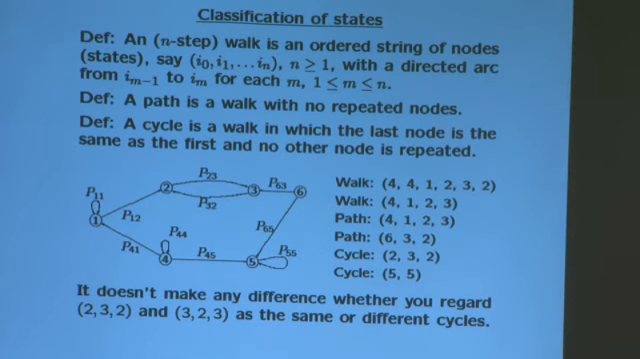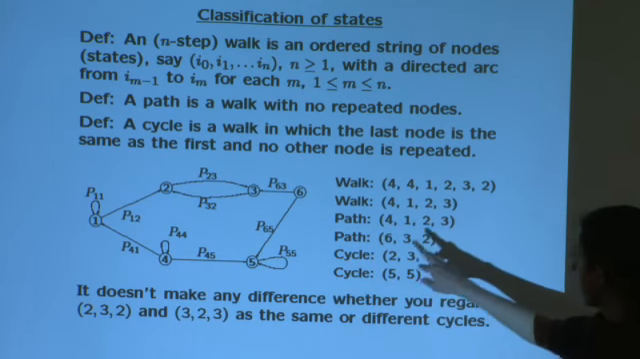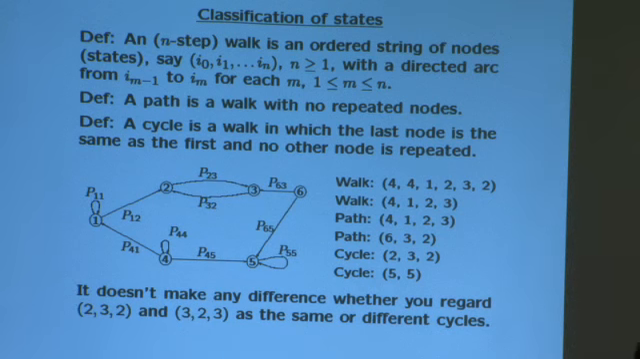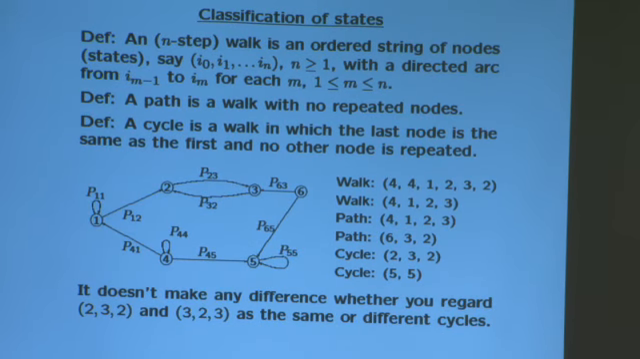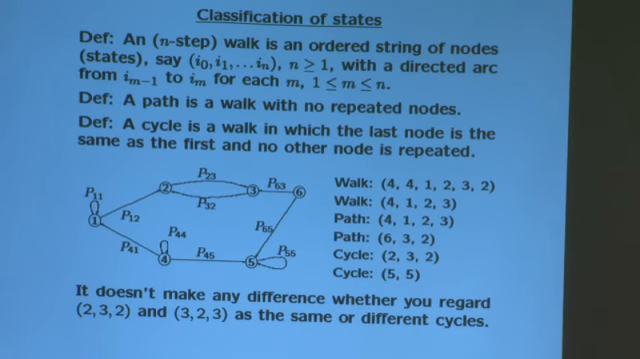So there's something called a walk, which is an ordered string of nodes where the probability of going from each node to the next one is non-zero. For example, looking at this walk, the probability of going from 4 to 4 is positive, then 4 to 1, 1 to 2, 2 to 3, and 3 to 2. There is no constraint in the definition of the walk. There should just be positive probabilities in going from one state to the next state. So we can have repetition. You can have whatever we like.